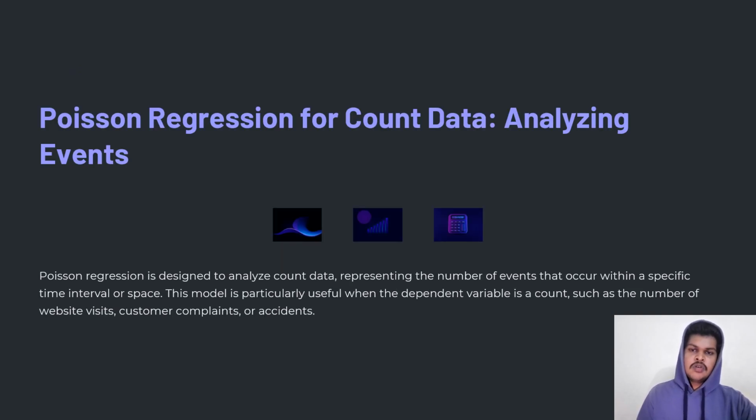Poisson regression for count data analysis. Poisson regression is designed to analyze count data, representing the number of events that occur within a specific time interval or space. This model is particularly useful when the dependent variable is a count, such as the number of website visits, customer complaints, or accidents. So here we come to the end of this video.